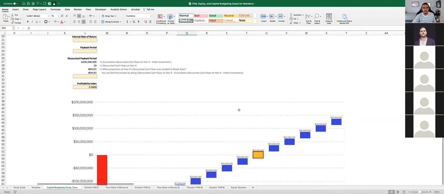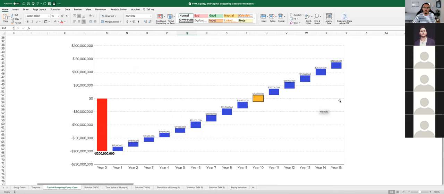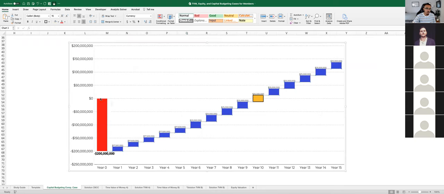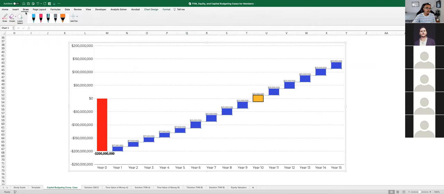You could actually visualize this with this graph. Okay, they invested $200 million today. And obviously this line is important.